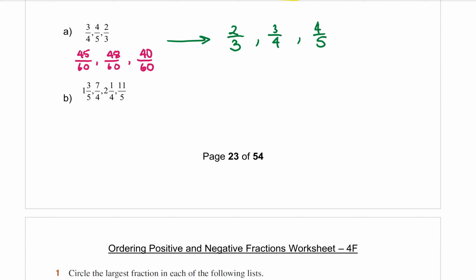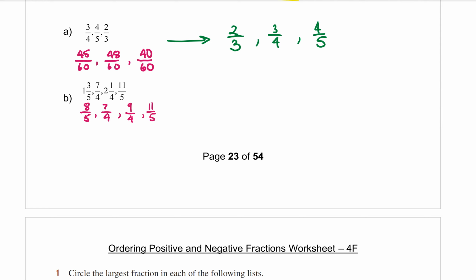The first one, I have a denominator of 5. I go 5 times 1, which is 5, and add on the 3, which makes 8. The second one is already an improper fraction, so I'm just going to leave it 7 over 4. The third one, 4 is my denominator. 4 times 2 is 8, plus 1 more makes 9. And the last one is already an improper fraction, so let's leave it like that.